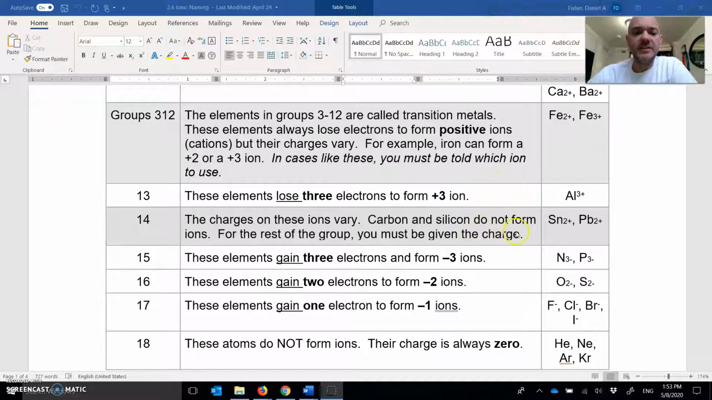Group 14, for most of these, carbon and silicon do not form ions. For the rest of the group, you must be given the charge. So I'm not really going to have ones from group 14 for you, I'll be honest. Group 15, they gain 3 electrons and form a -3 charge because they have 5 valence electrons. They need 3 more to get to 8, right? Group 16, they have 6 valence electrons, so they need 2 more to get to 8, so they have a -2 charge. Group 17, they have 7 valence electrons. They gain 1 more to get to 8, and they have a -1 charge.